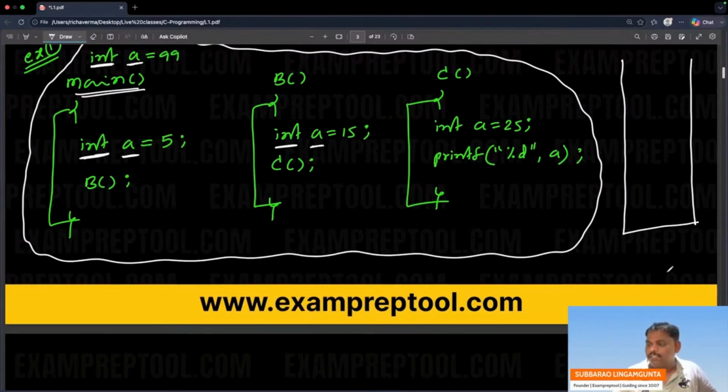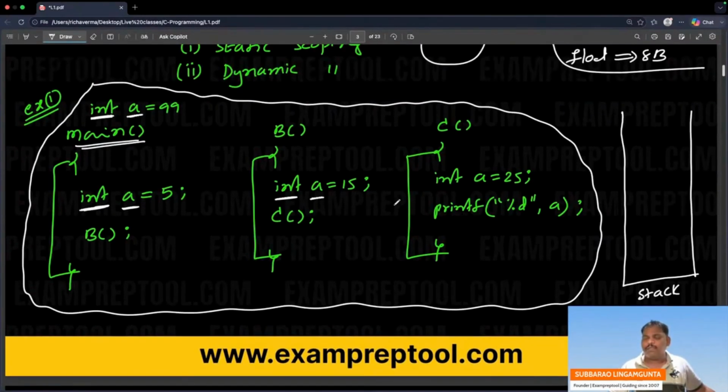Okay, this is the stack. But be careful, everyone. First, if you want to run this program, you have to compile. Yes, I compiled. Compilation will start from the global variable. Afterwards, it will go to main. In main, you called B, so it will go to B. In B, you called C, so it will go to C. In C, you didn't call anyone. That is how the flow of control works.